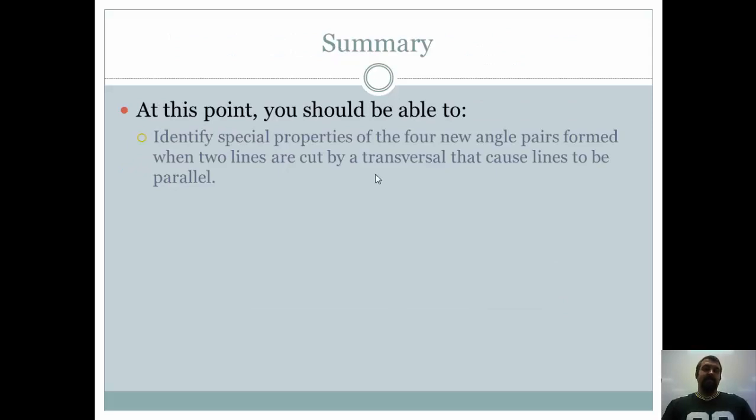Alright, at this point you should be able to identify the special properties of the four new angle pairs that we've talked about: the corresponding angles, alternate interior, alternate exterior, and consecutive interior angles. If you know corresponding angles, alternate interior angles, or alternate exterior angles are congruent, you know two lines have to be parallel. If you know the consecutive interior angles are supplementary, you know two lines have to be parallel. And you should know the transitive property of parallel lines.